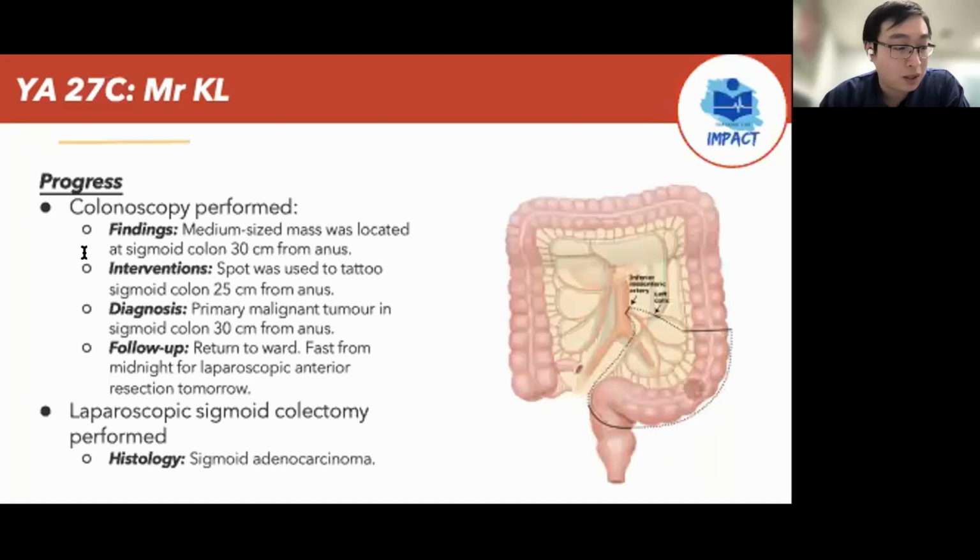Someone said colonoscopy. We immediately did an urgent colonoscopy on this patient, and that's the best way to diagnose colon cancer. And the findings were a median-sized mass located at the sigmoid colon, 30 centimeters from the anus.